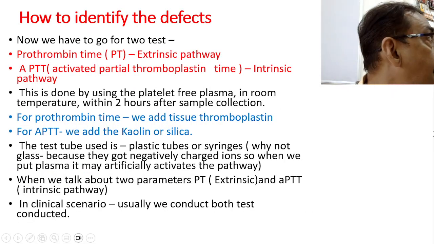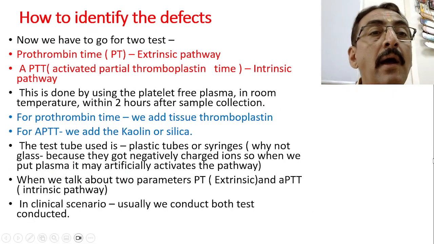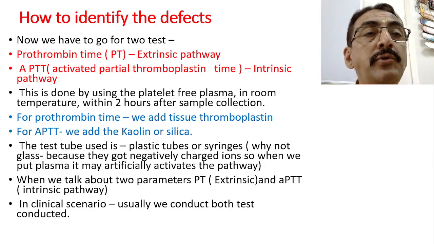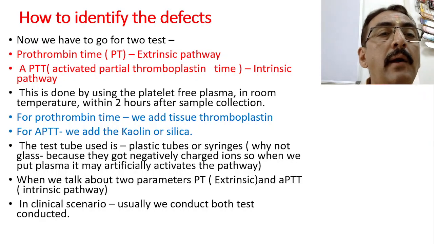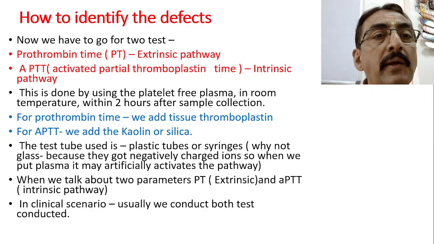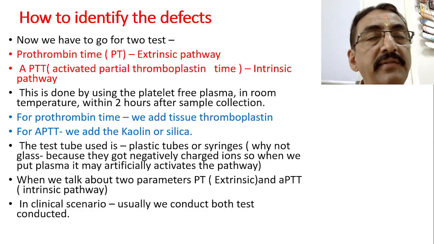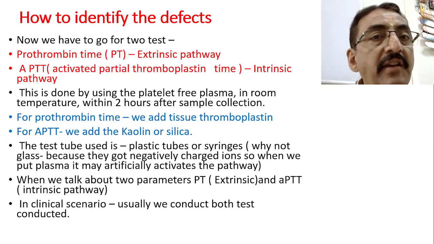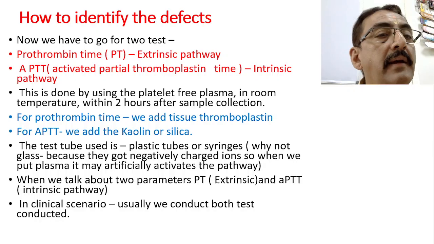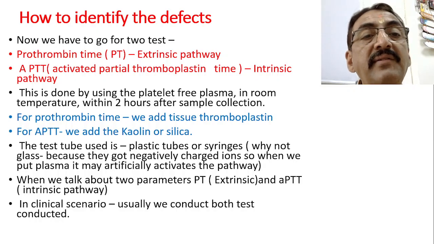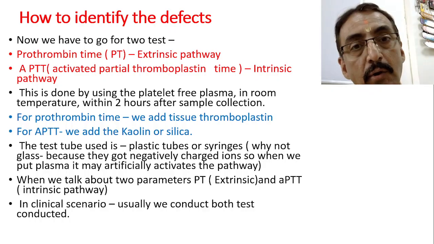Now, how to identify the defects? Now we have to go for two tests. One is prothrombin time, that is for the extrinsic pathway, and APTT, that is activated partial thromboplastin time, for the intrinsic pathway. This we have already covered.